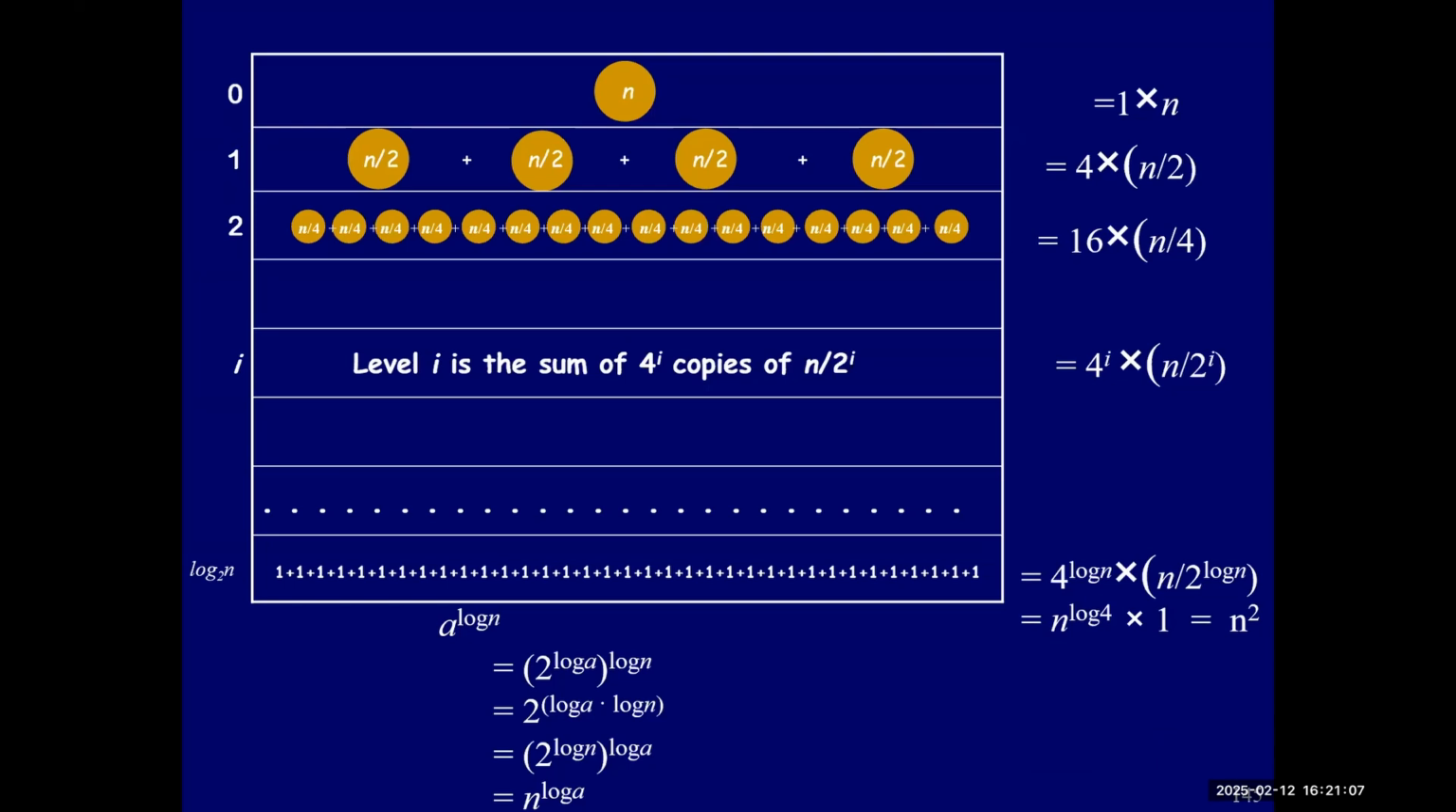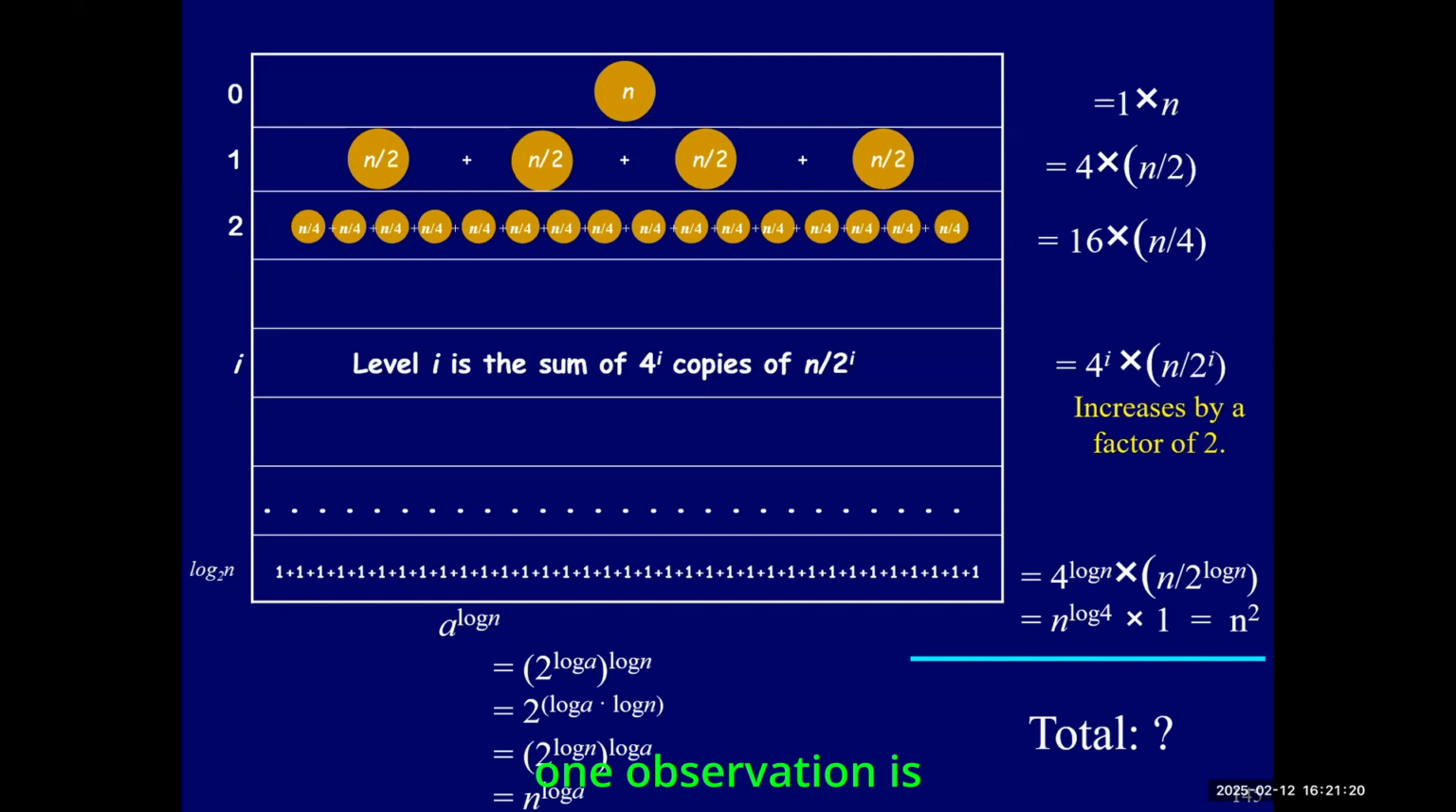So now we have to add up all of these works. We got the work at each layer. How do we total it? Well, one observation is that term right there changes by a constant factor. The 4 to the i goes up by a factor of 4, and the other one goes down by a factor of 2. And so the point is, in fact, everyone gets bigger by a factor of 2.